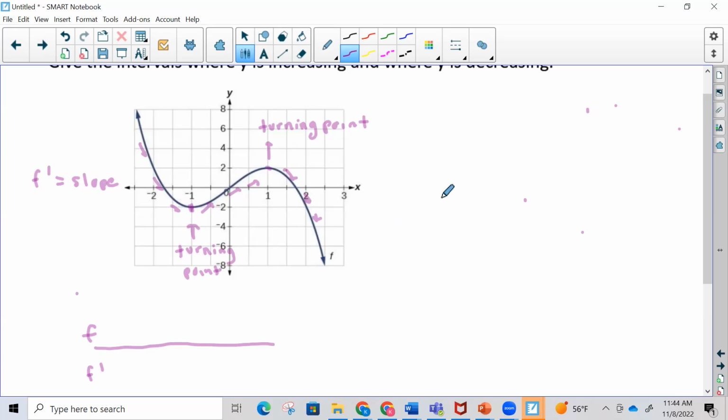So the first thing we're going to do is give our intervals of where f is increasing and decreasing. And our first interval, if we're going to the left, keep going to the left because it has an arrow. So we say -infinity until we get to -1. That's the first place it changes direction. My original function f is decreasing, which means the slope is negative, and so f prime is negative.